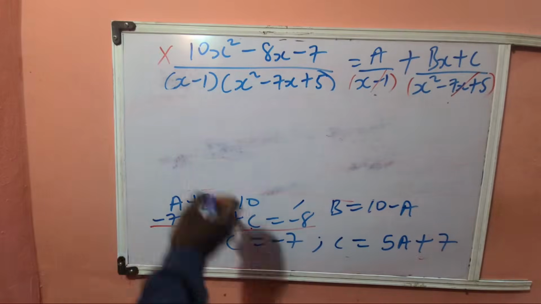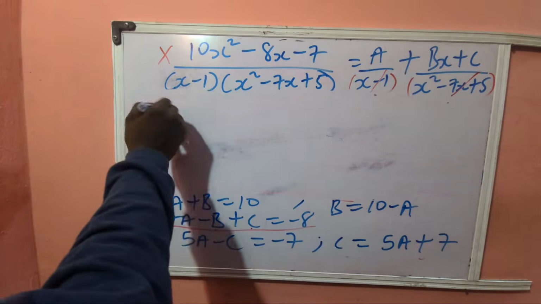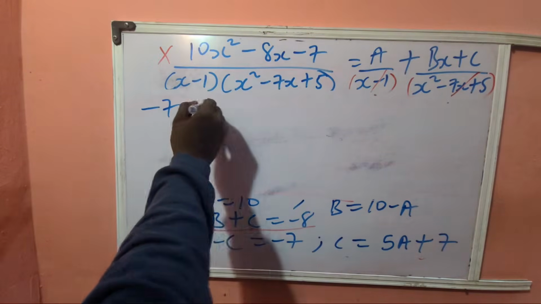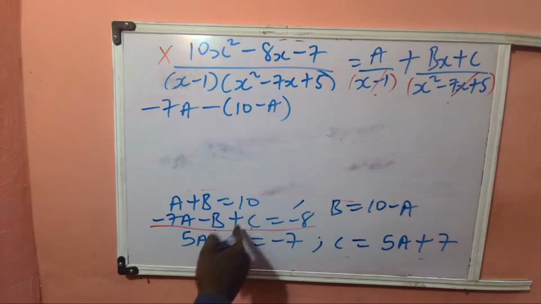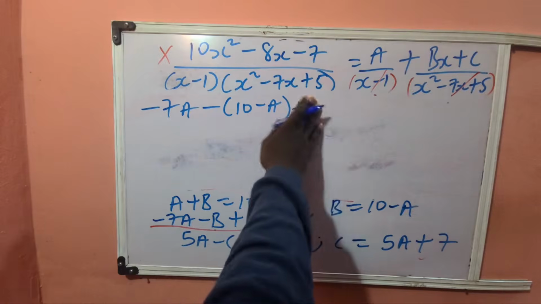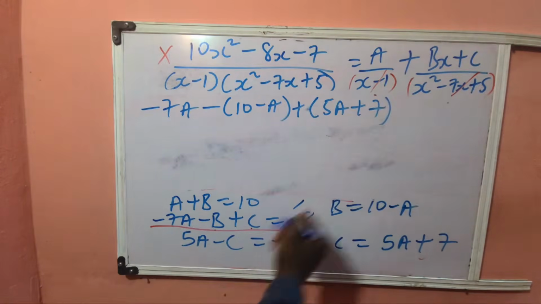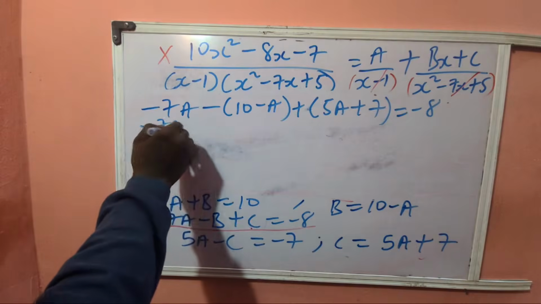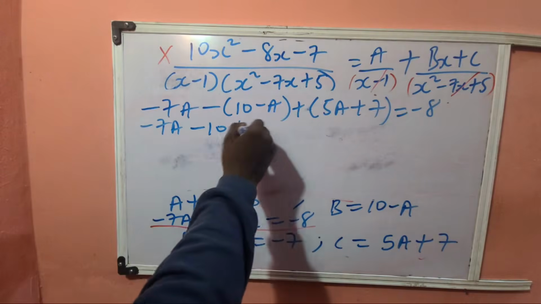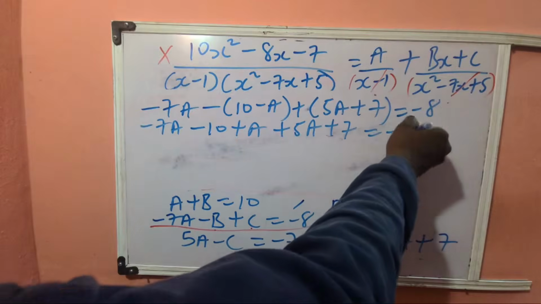So looking at what we have here, putting all this into my equation, I have minus 7a. Now, instead of writing b, I'll be writing 10 minus a. Instead of writing c, I'll be writing 5a plus 7. And then they said it equals minus 8. So that's the way we're doing this. From here, I can see this is minus 7a minus 10 plus a plus 5a plus 7 equals minus 8.